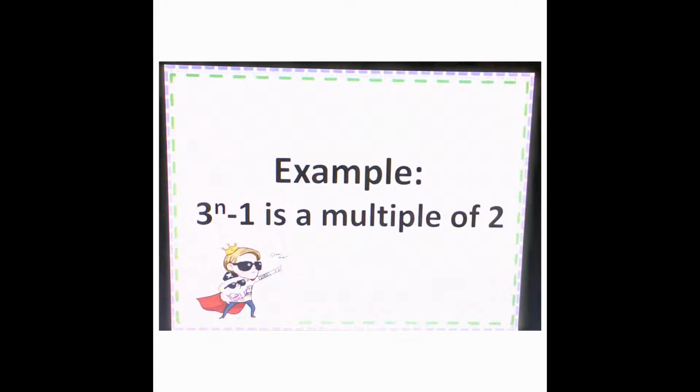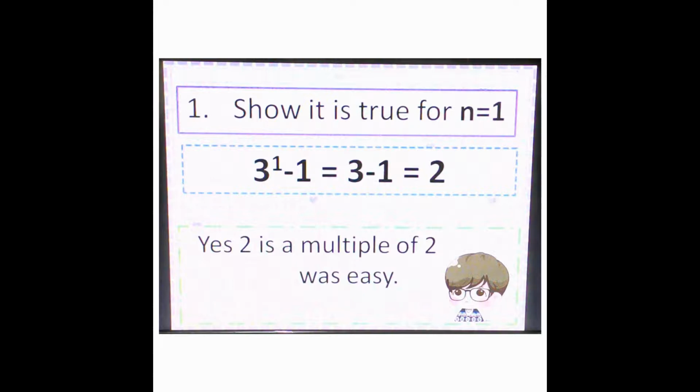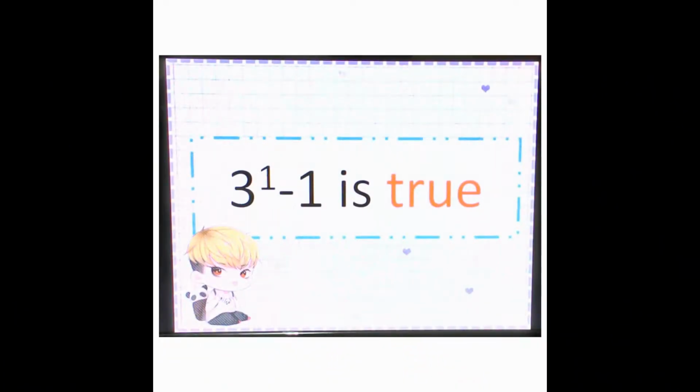Okay, the example is: 3 to the power of n minus 1 is a multiple of 2. Is that true? Let us find out. First, show it is true for n equals 1. 3 to the power of 1 minus 1 equals 3 minus 1 equals 2. Yes, 2 is a multiple of 2. That was easy. So, it is true for n equals 1.